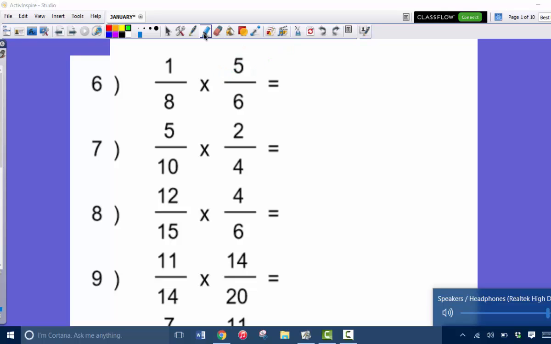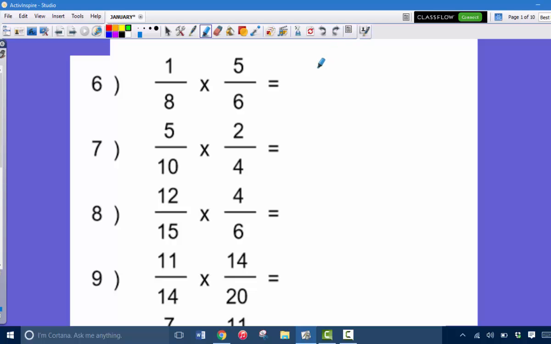So today on Heart Academy 5, we're going to review the lesson we did on multiplying fractions. I'm going to be doing 6, 7, 8, and 9 of tonight's homework on the multiplying fractions side, which is the easier side. Okay? So if you do these with me, you'll have less homework to do tonight.